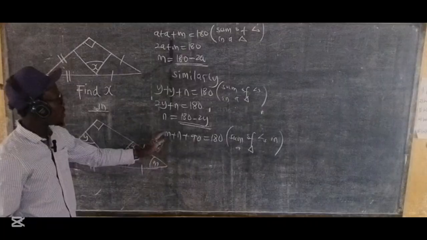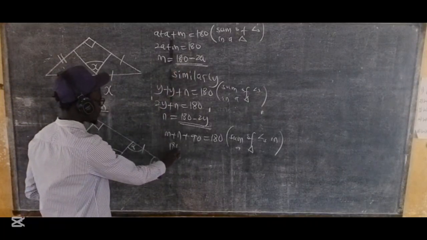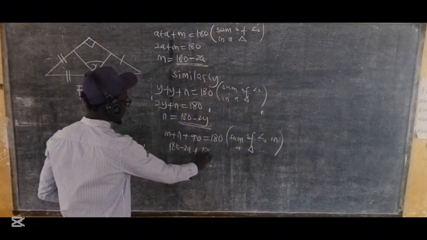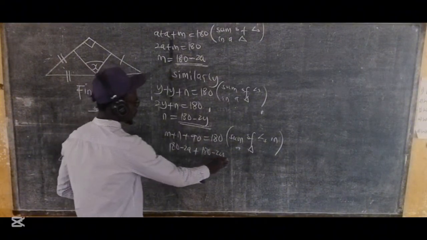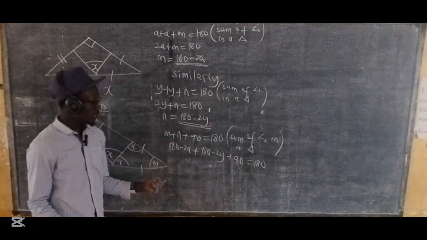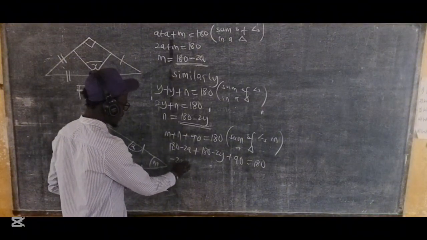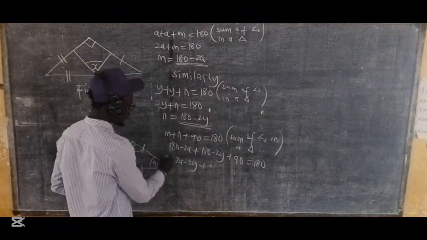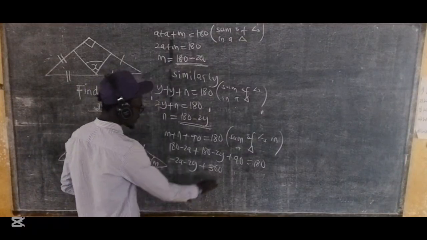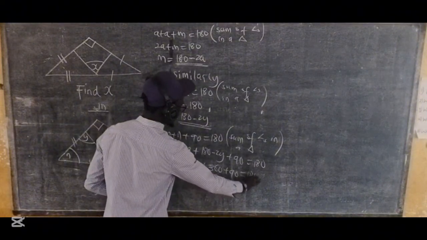Now from this, what is the value of M? It is 180 minus 2A. And what is the value of N? It is 180 minus 2Y. So 180 minus 2A plus 180 minus 2Y plus 90 equals 180. Now we have minus 2A minus 2Y, plus 180 plus 180 gives 360, and 360 plus 90 is 450, which equals 180.